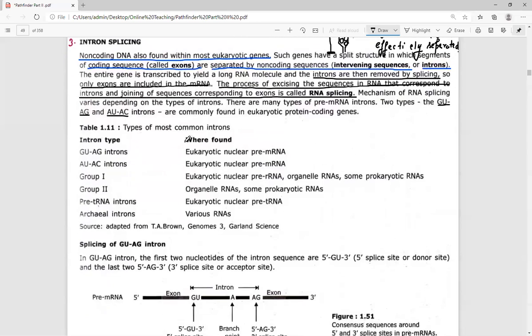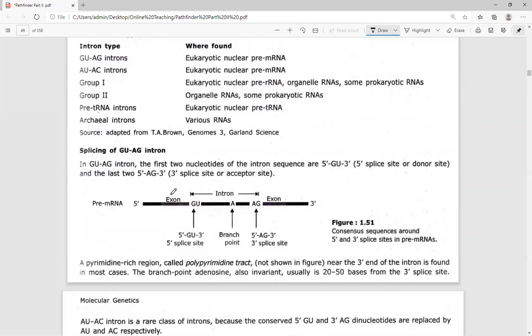So here, if this is an exon and this is the intronic sequence, I'm just making a line. So this would be the intron. From here till here, there is an intron.